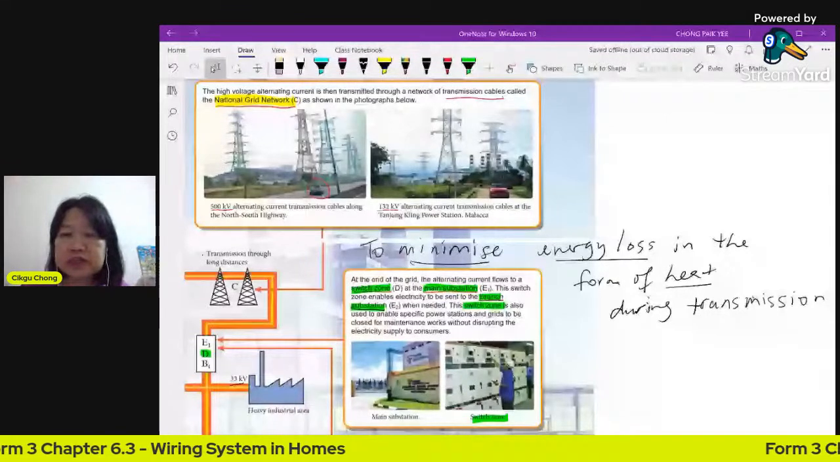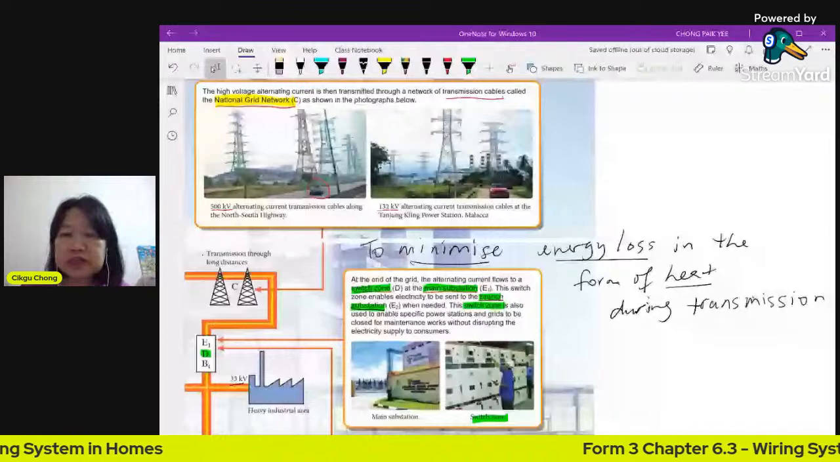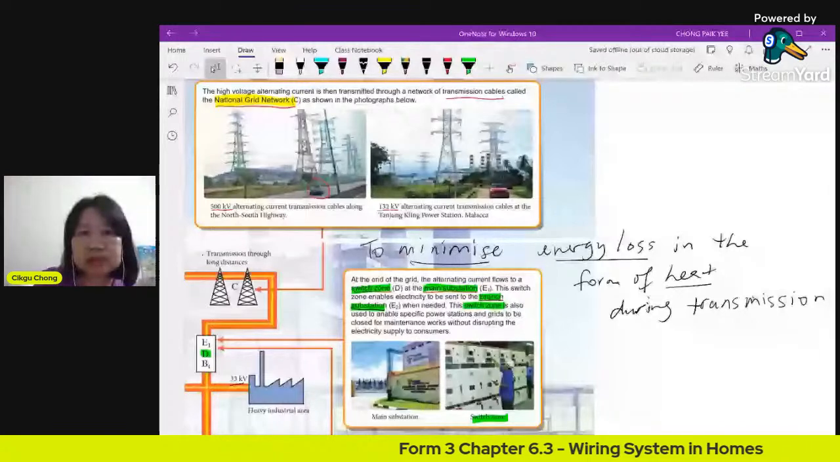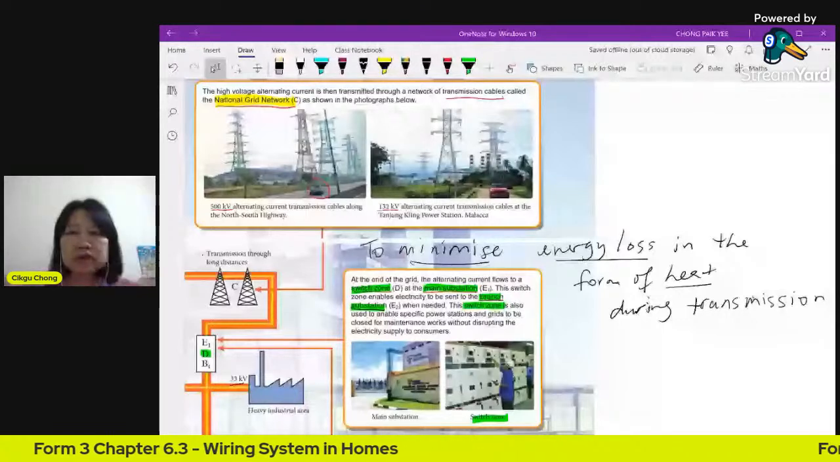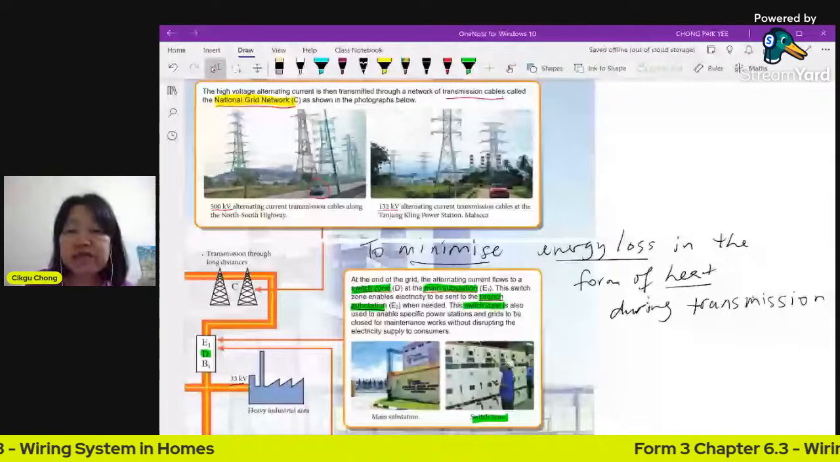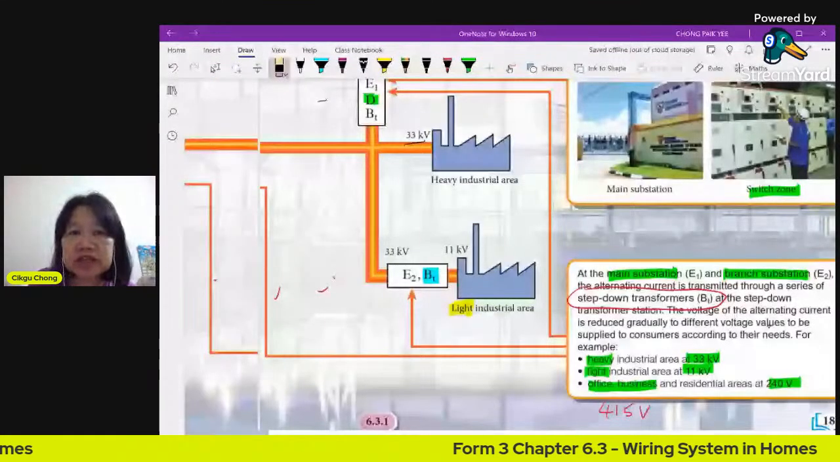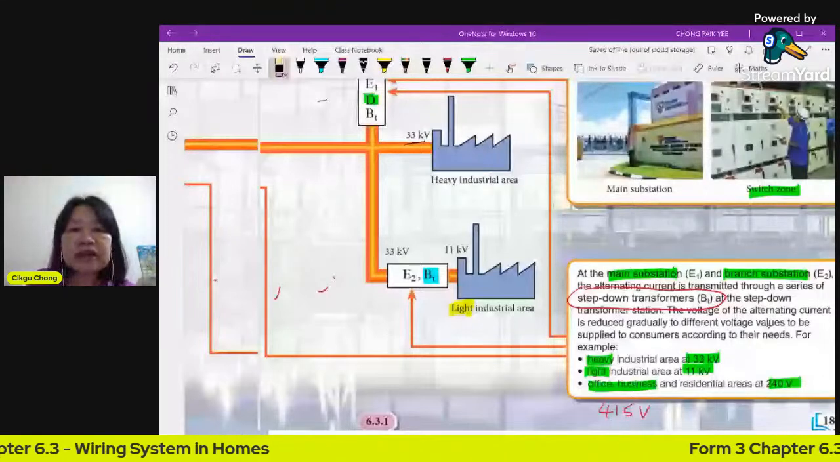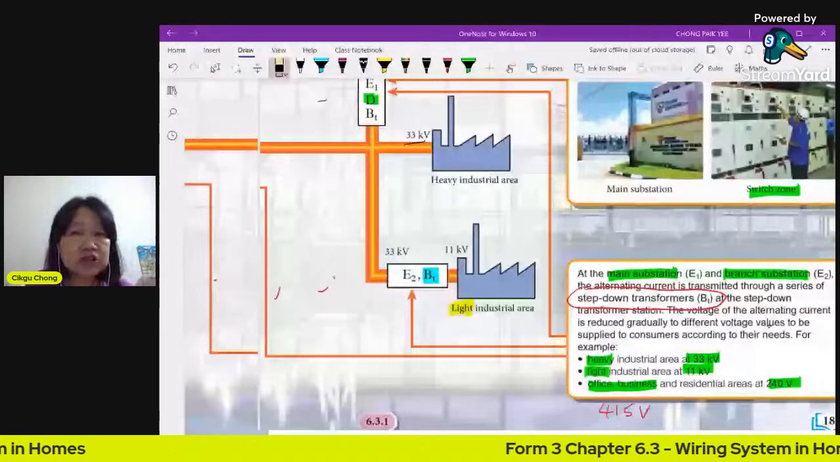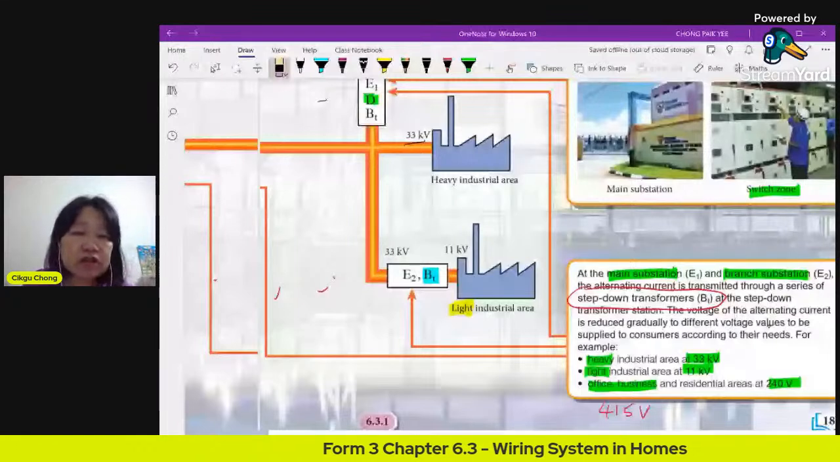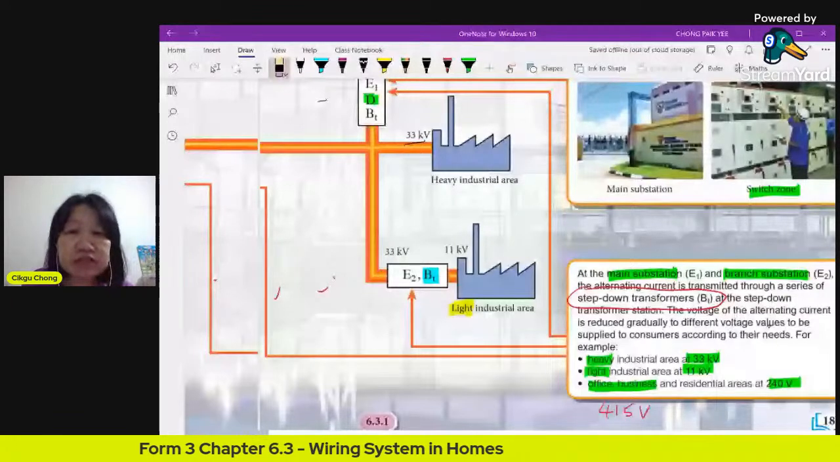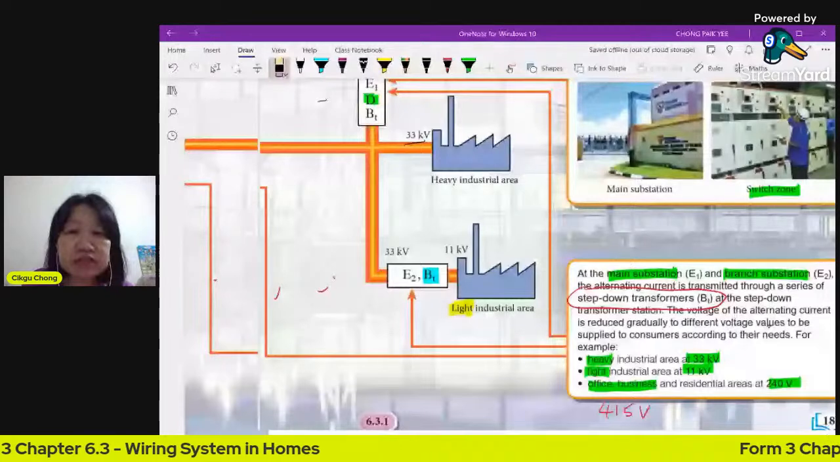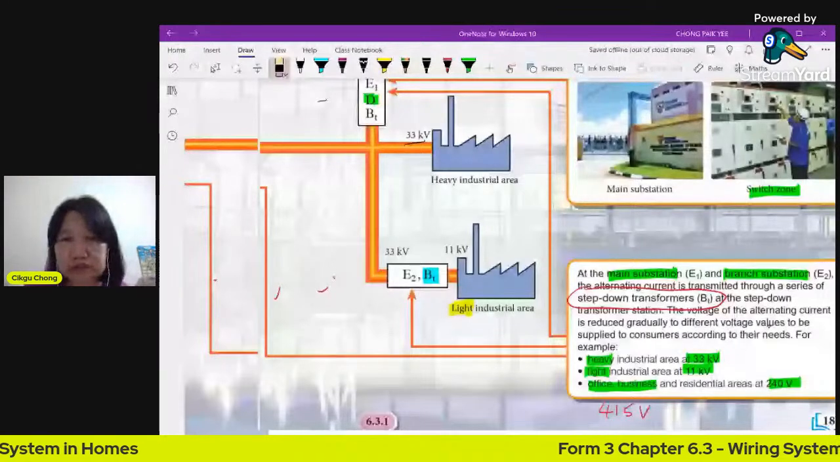You will see here, there are step-down transformers all along the way to decrease the voltage back to whatever we need. Here at large or heavy factories or industrial areas, we need 33,000 volts. For light industries, 11,000 volts. For offices, hospitals, big buildings and shopping malls, you have 415 volts. And lastly, at residential areas, we don't need that high a voltage. We use 240. This is what we learned last lesson.